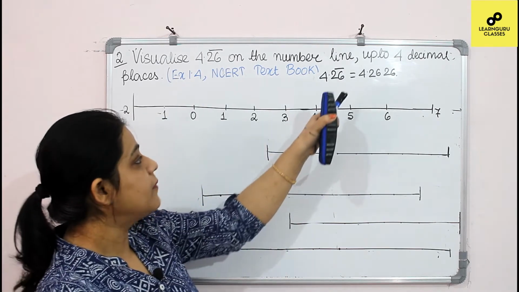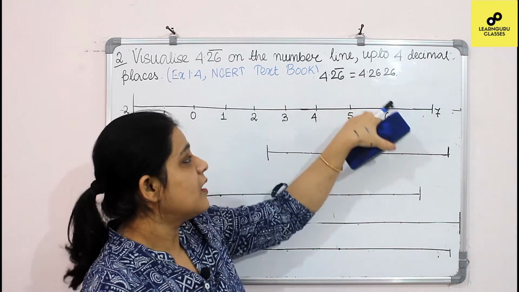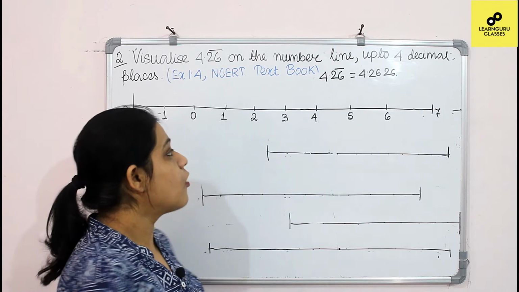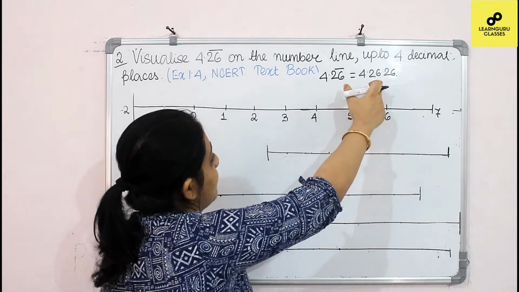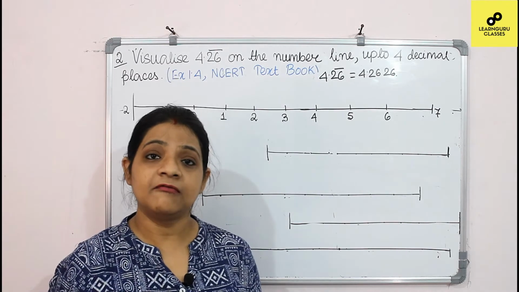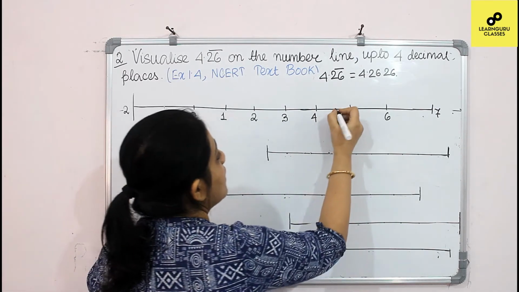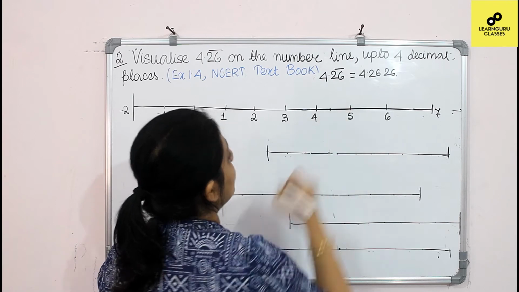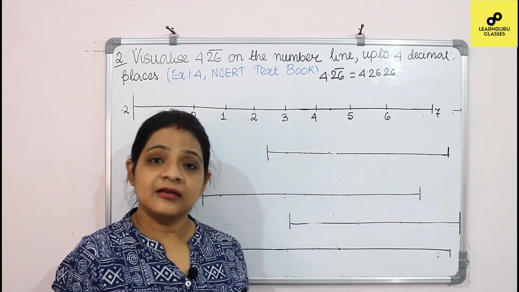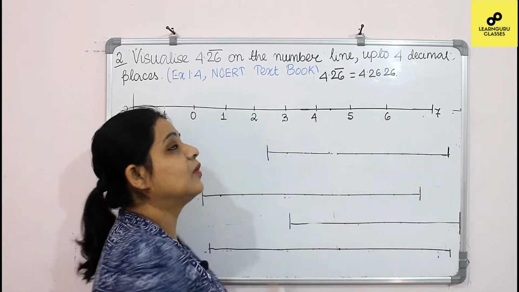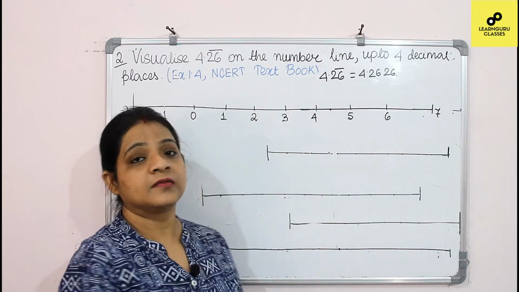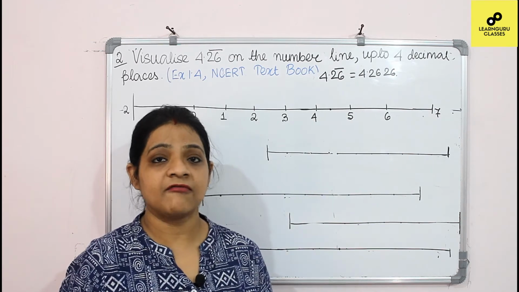Now your next job is to see where the approximate position of 4.2626 will be. 4.2626 is a number that is greater than 4 but less than 5. So it will lie somewhere here. Now let us place a magnifying glass in this particular area to get an enlarged version of the space between 4 and 5.